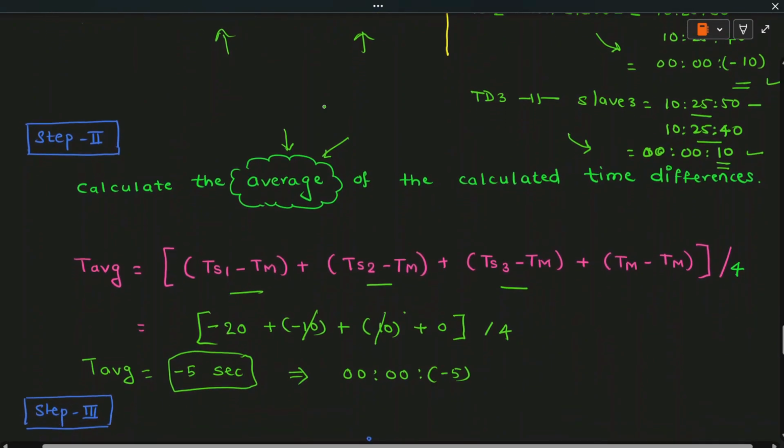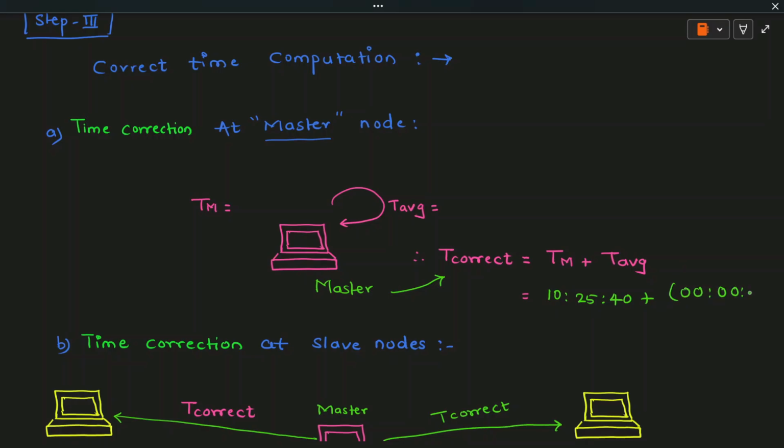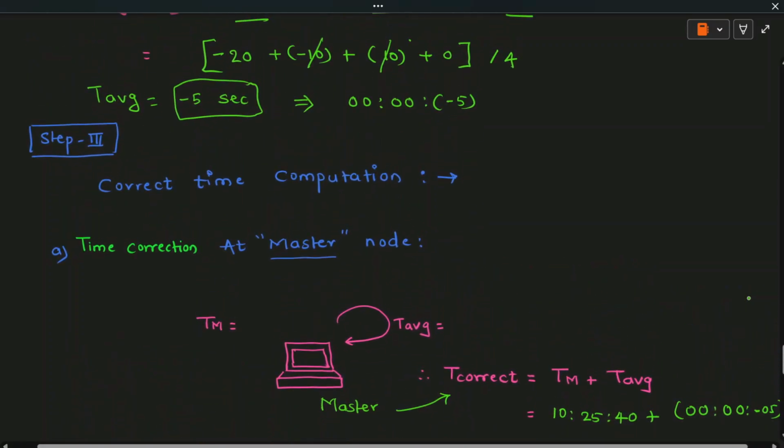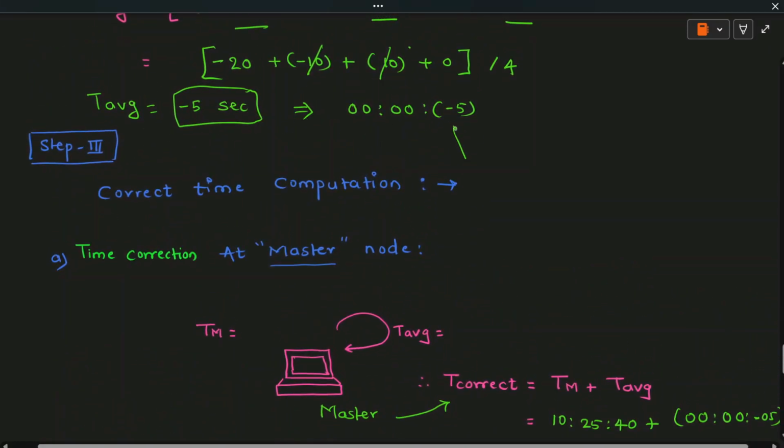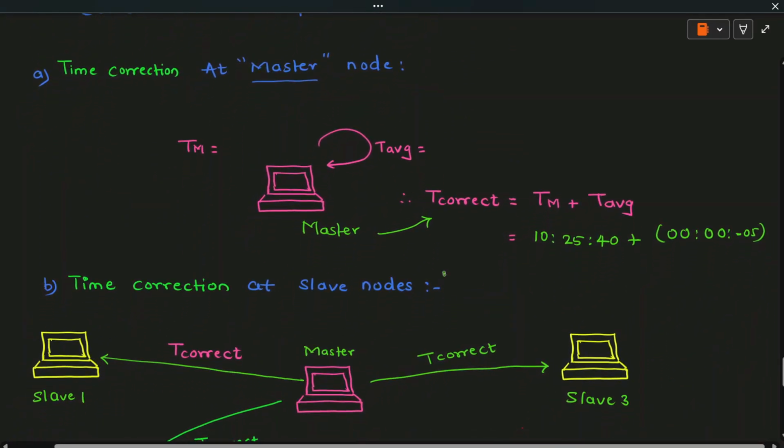So we will consider that value here, 10 hours, 25 minutes and 40 seconds. We need to add the average time into that. Our average time was 0 hours, 0 minutes, minus 5 seconds, as we have calculated it here. So we have taken it as it is, right? After doing the calculation, we will get the correct time, or you can say the adjustment time, as 10 hours, 25 minutes and 35 seconds.